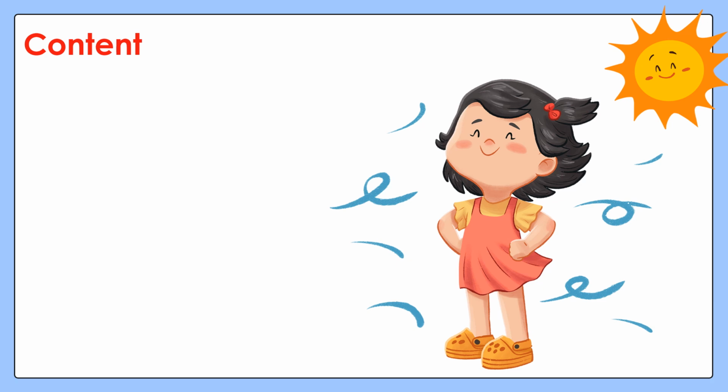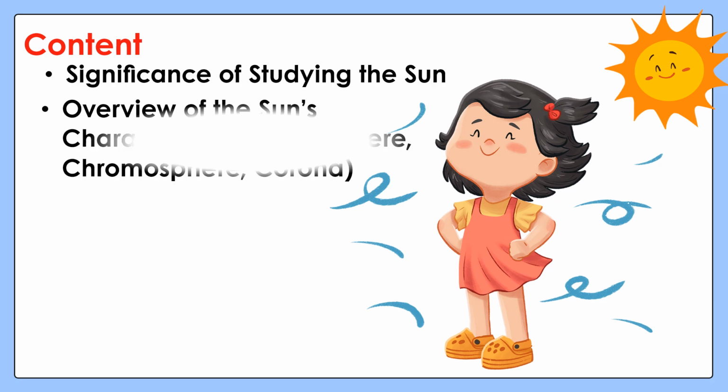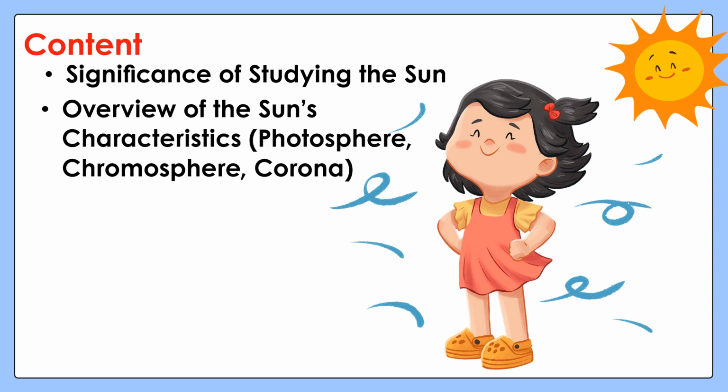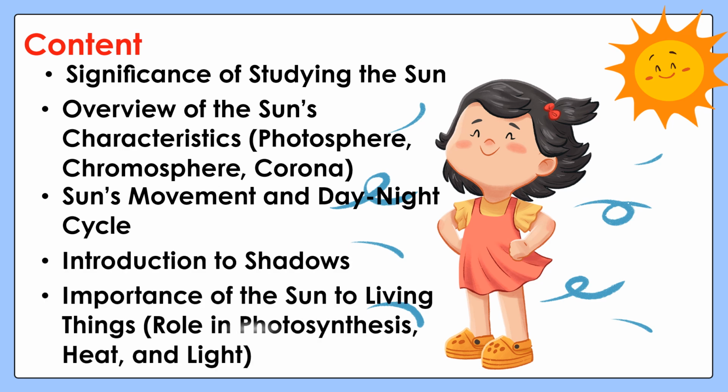Content. Significance of studying the sun. Overview of the sun's characteristics such as photosphere, chromosphere, and corona. Sun's movement and day-night cycle. Introduction to shadows and importance of the sun to living things, role in photosynthesis, heat, and light.